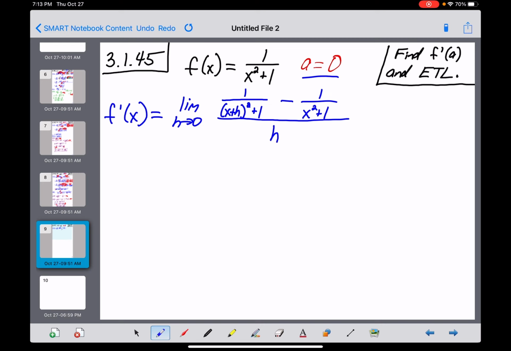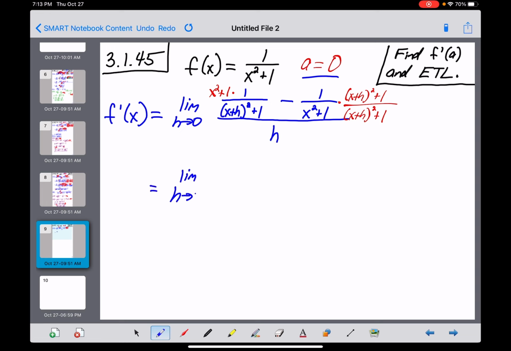Now we've got to try to find a way to combine those two fractions on the top. So we'll do that flying x trick I just talked about in problem 42. The first fraction gets multiplied by the second fraction's denominator, top and bottom. So x squared plus 1 gets multiplied here and here. And then the first fraction's denominator gets multiplied top and bottom over here. So that'll get multiplied by x plus h quantity squared plus 1 over itself. X plus h quantity squared plus 1.